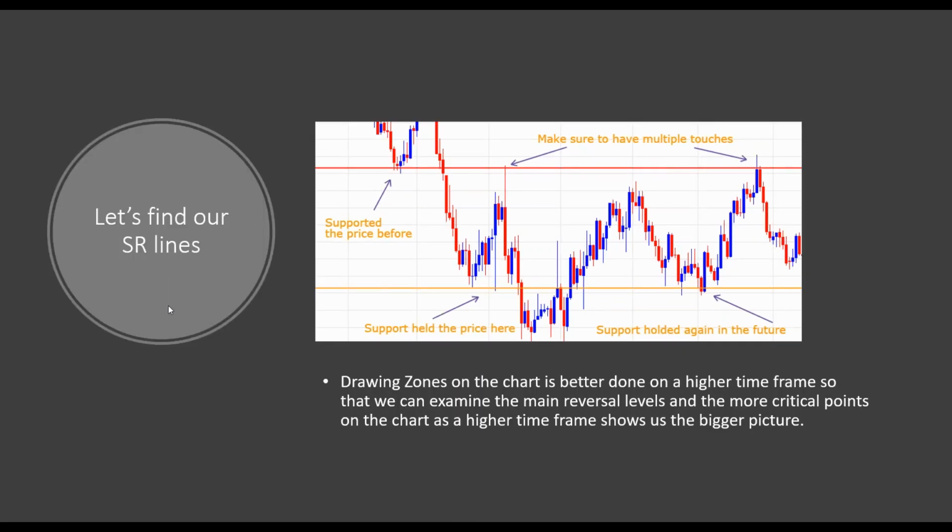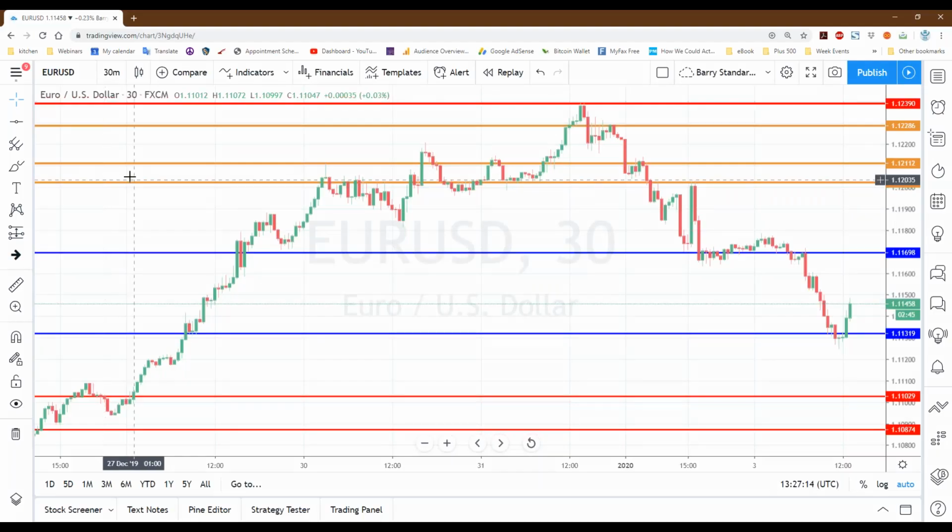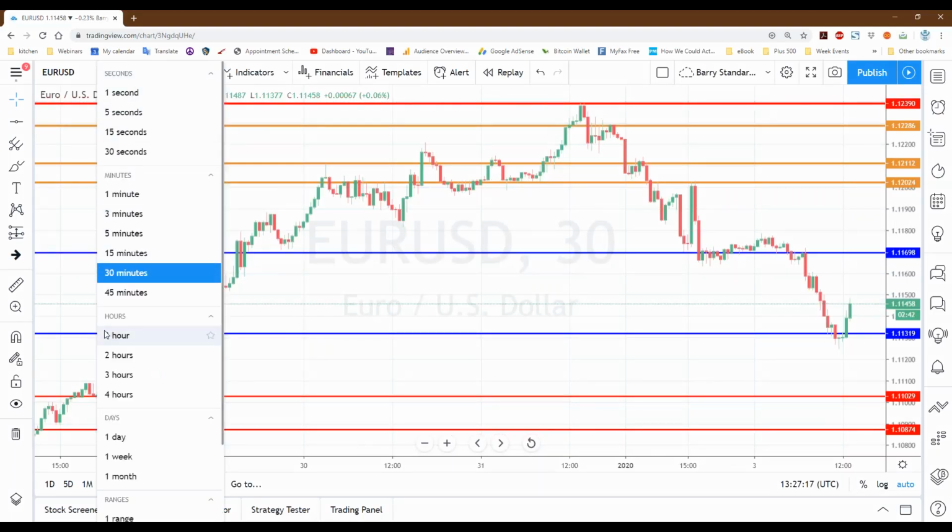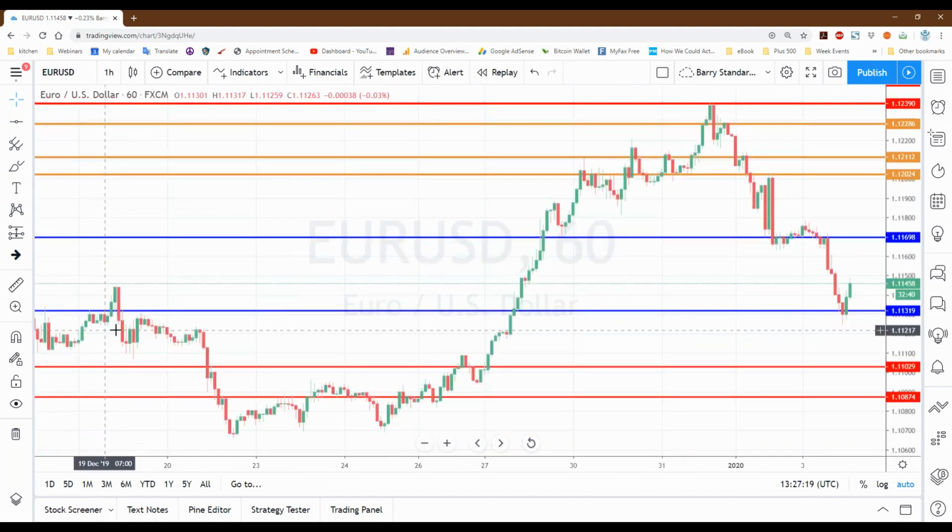Drawing zones on the chart is better done on a higher time frame so that you can examine the main reversal levels, and the more critical points on the chart at higher time frames show us a bigger picture. So in other words, if we were to take this chart and move it back to a 1 hour chart, we get a better picture of what is happening.